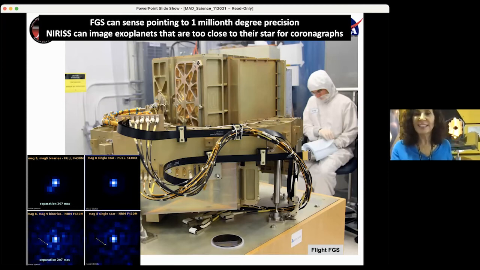This instrument here has a top part, which is going to help us keep the observatory steady. So when we take a picture, it's not a moving picture like when you take a camera. But the bottom part is a science instrument. And this science instrument can look for those planets around other stars.